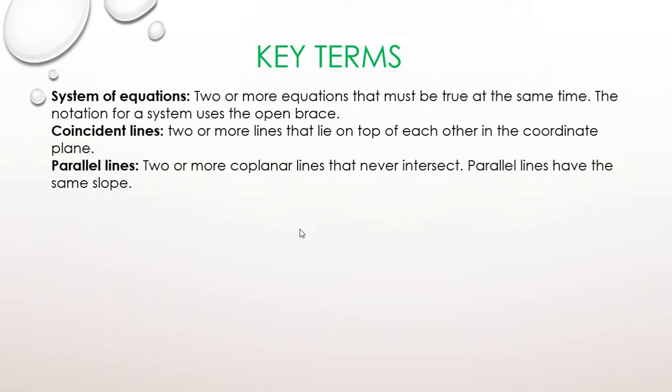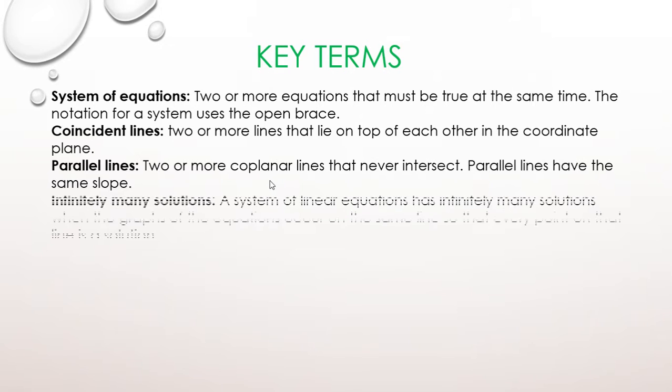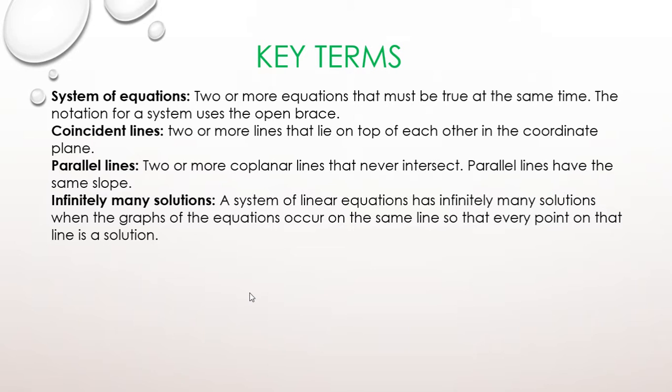Parallel lines are two or more coplanar lines that never intersect. Keep in mind, parallel lines have the same slope. Infinitely many solutions is a system of linear equations that has the same line, basically, which are also called coinciding lines, and every point on that line is a solution.